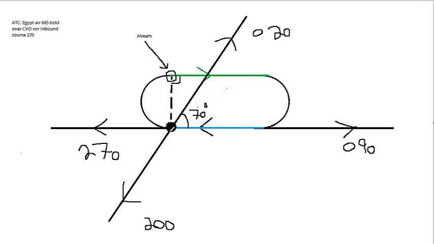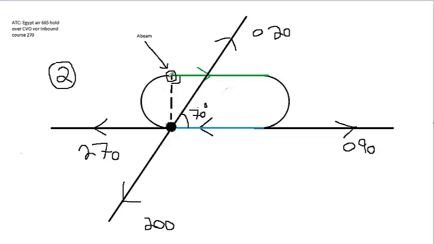Now, how about the turns? When you turn the aircraft, how steep should you be turning? Well, you should be turning at a standard rate of turn. So that is 3 degrees per second. It means that you're going to make a full circle in 2 minutes if you turn the aircraft continuously. So one circle is 2 minutes.